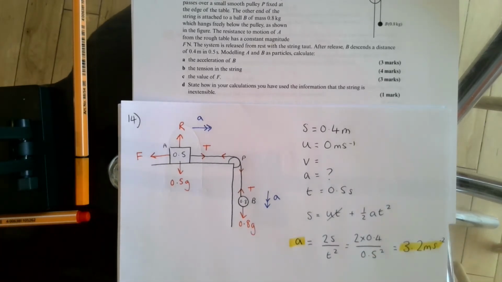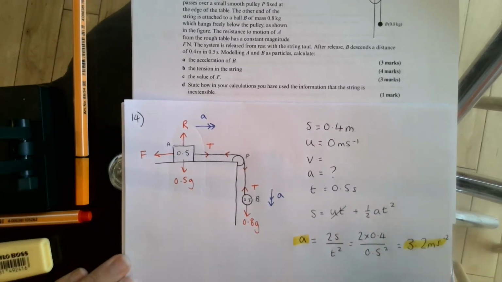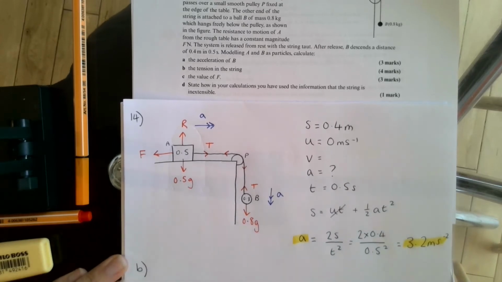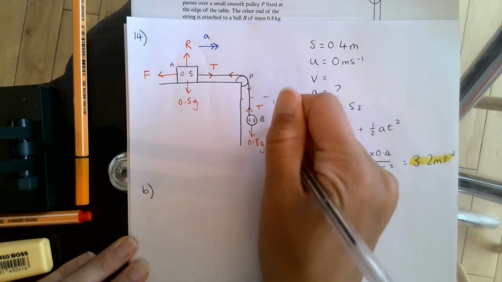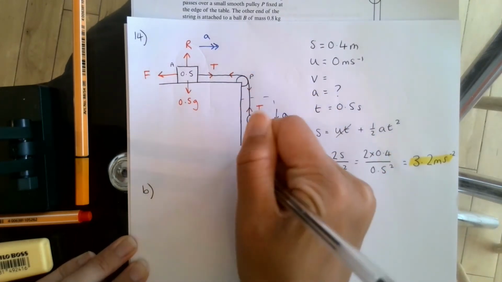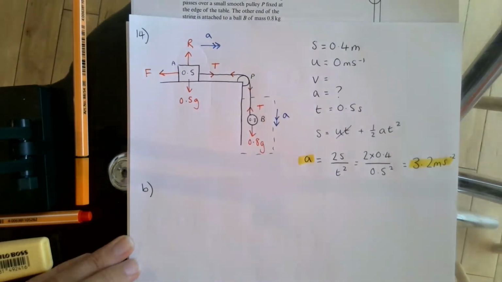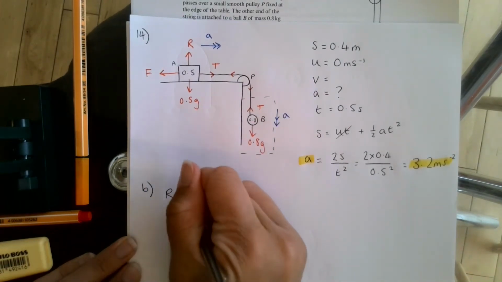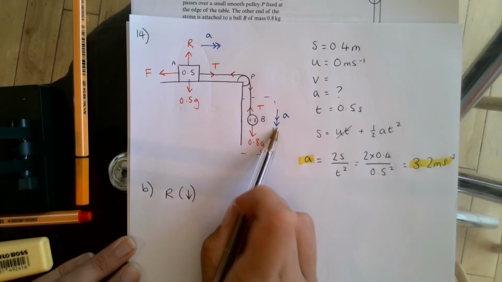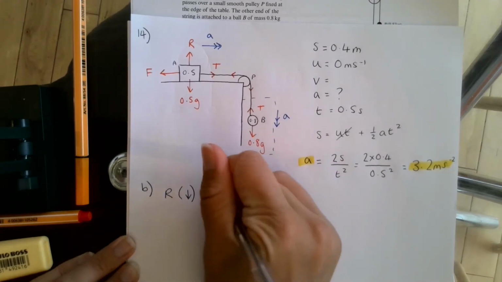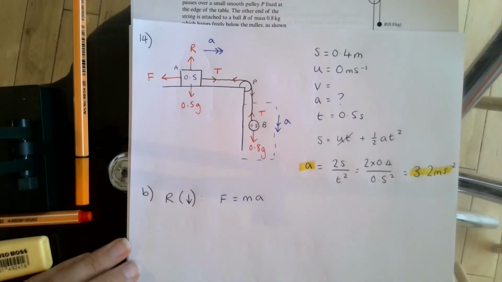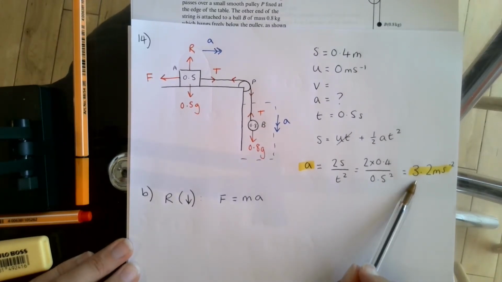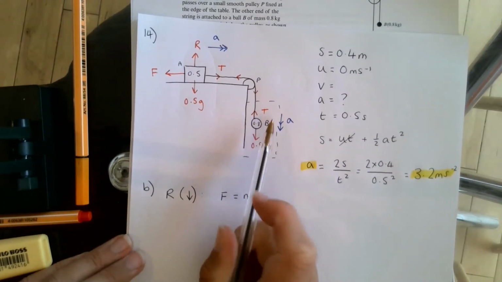There we go. So for part B then, we want to find out what the tension is in the string. So to find the tension, I'm going to do that thing where we just focus on particle B. So I'm cutting off here and focusing only on B. And I know that if I resolve downwards, because the acceleration is downwards, then the resultant force down is equal to the mass times the acceleration. We've just worked out what the acceleration is. I want to work out what the tension is.